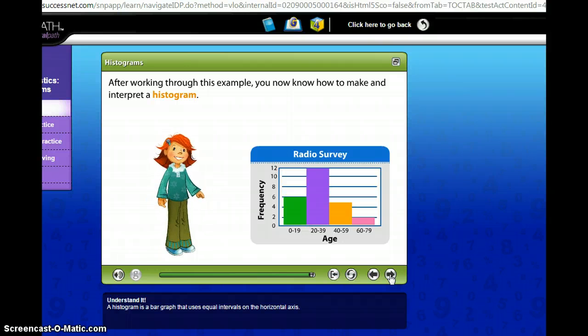After working through this example, you now know how to make and interpret a histogram.